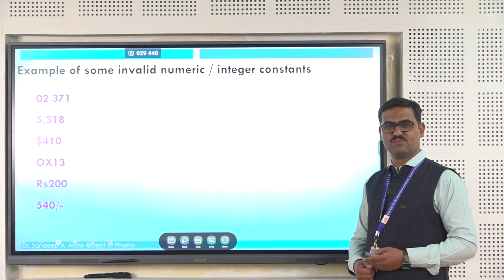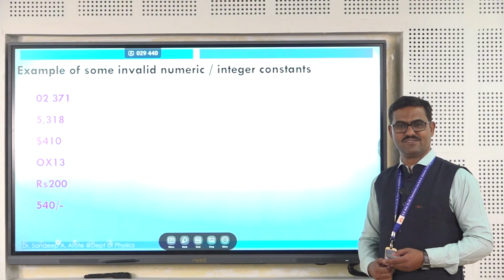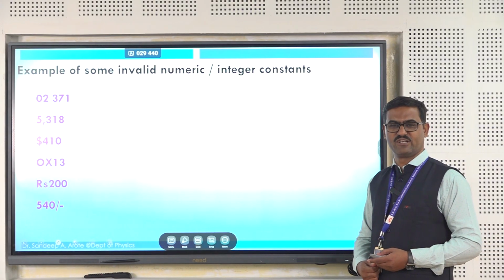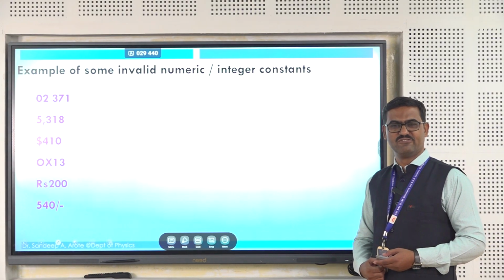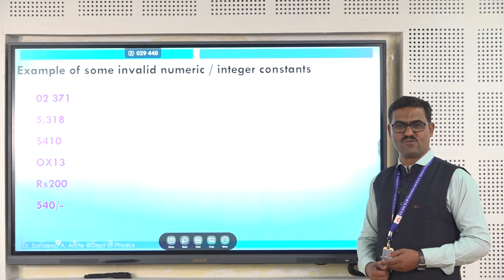So, this is all about the integer constant in the C programming language. In the next part we will see what the float constants are.